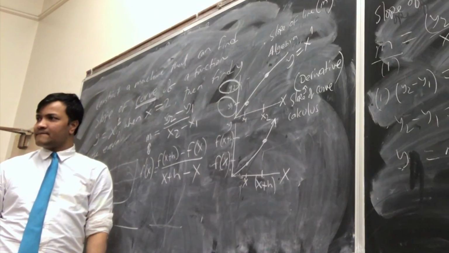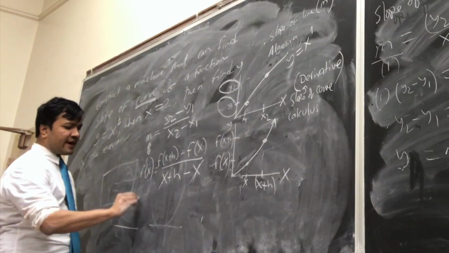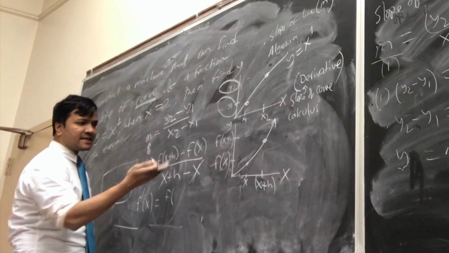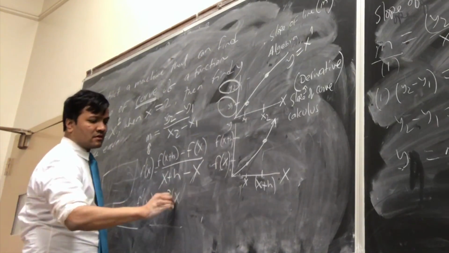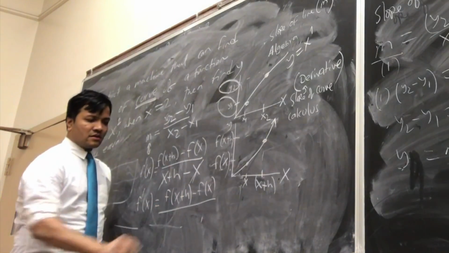Can you cancel them? No. Why not? Cancel. So you can write, f of x is equal to... Tell me. Right? Read. Okay. f of x plus h, x plus h minus f. Okay.